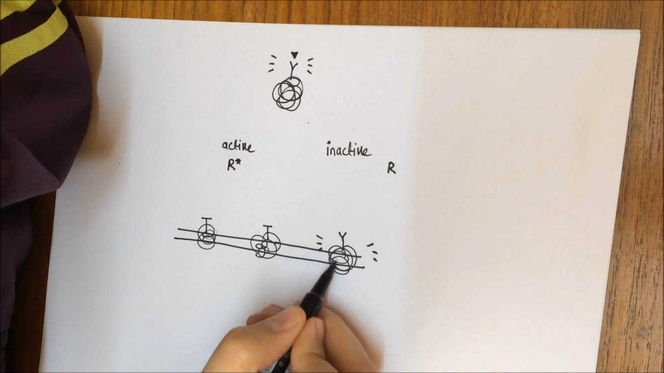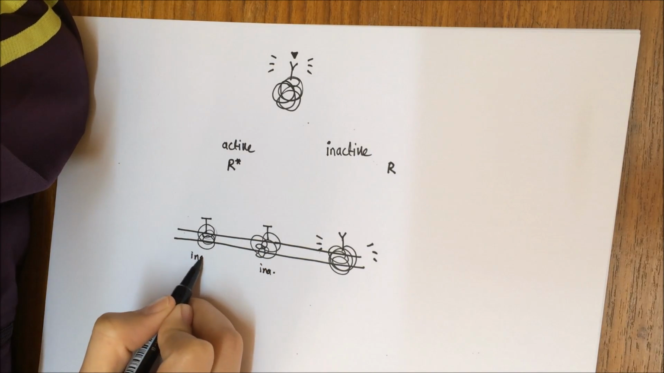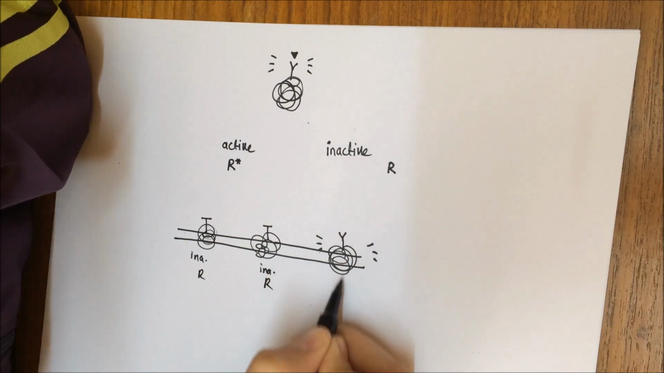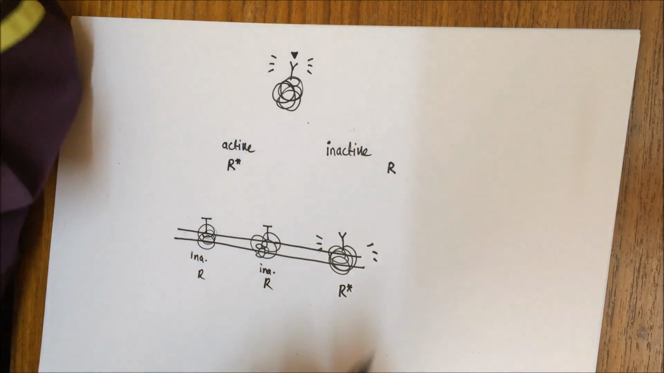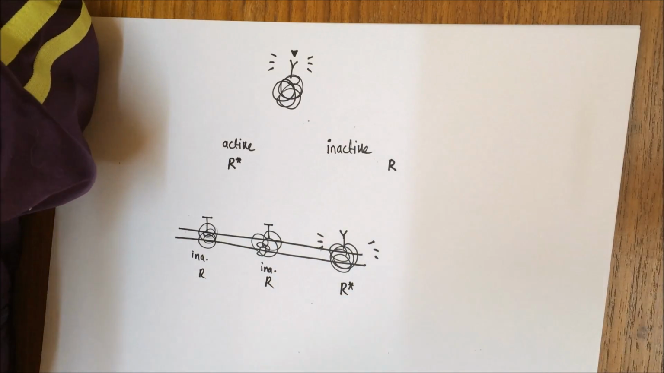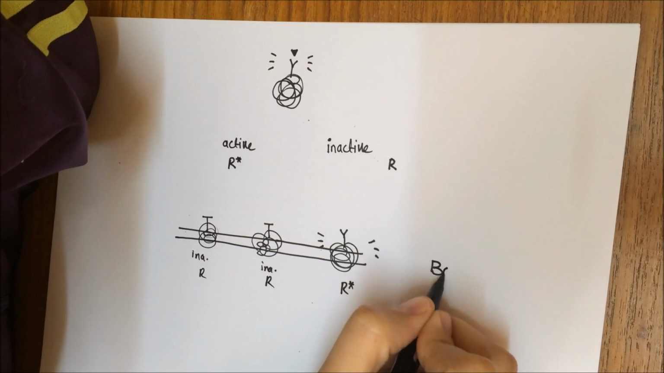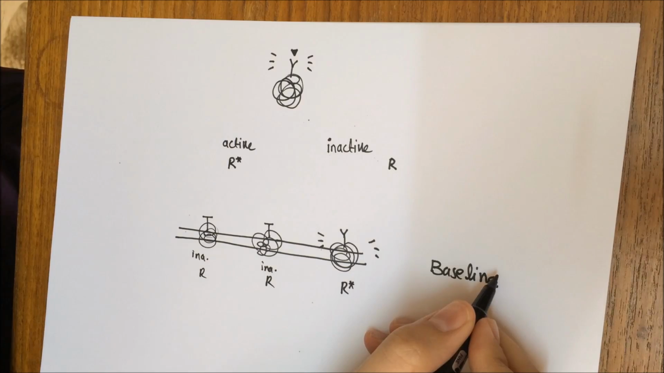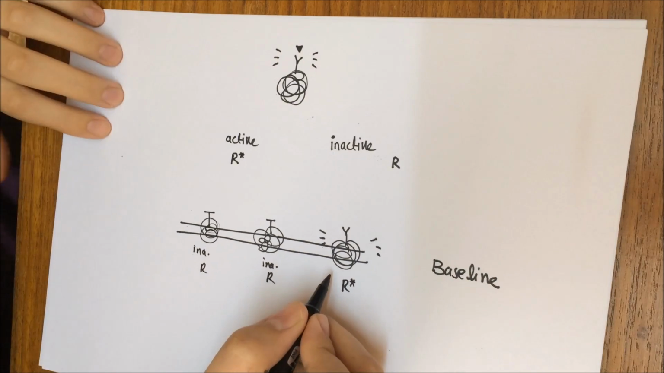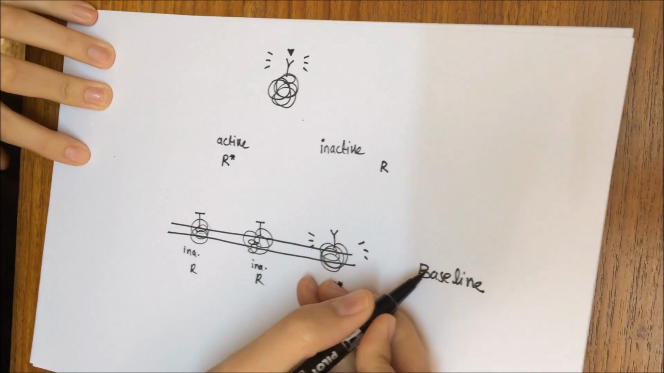So, for example, this is inactive, this is inactive, this is R, and this is R with a star. Now, this is in the absence of any ligand. So there is a baseline activity of these receptors.